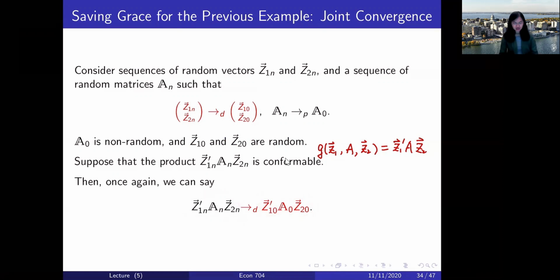This is because now instead of having three things, two of which converge in distribution separately, now you actually just have two things. One of them converges in distribution. Only one big random vector converges in distribution. Okay, so for this situation, you can apply the generalized Slutsky theorem.